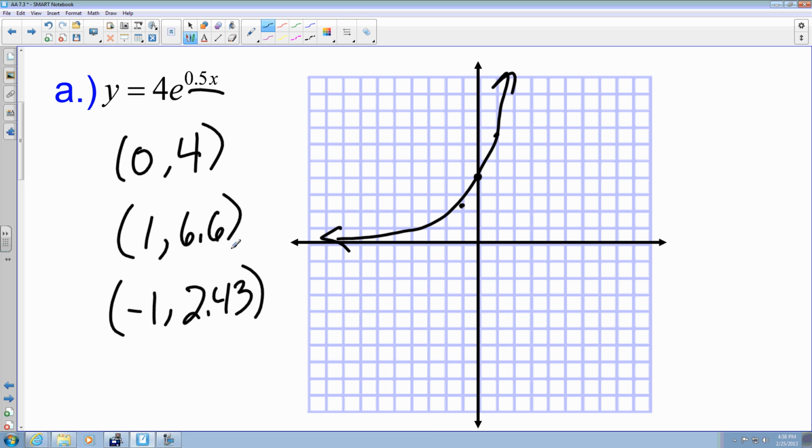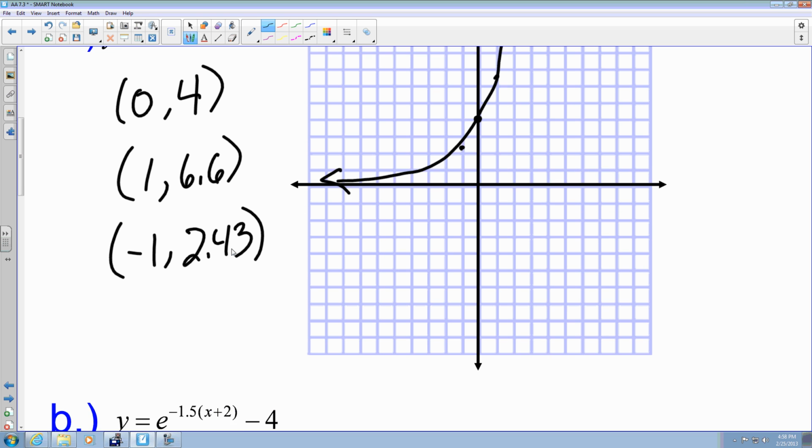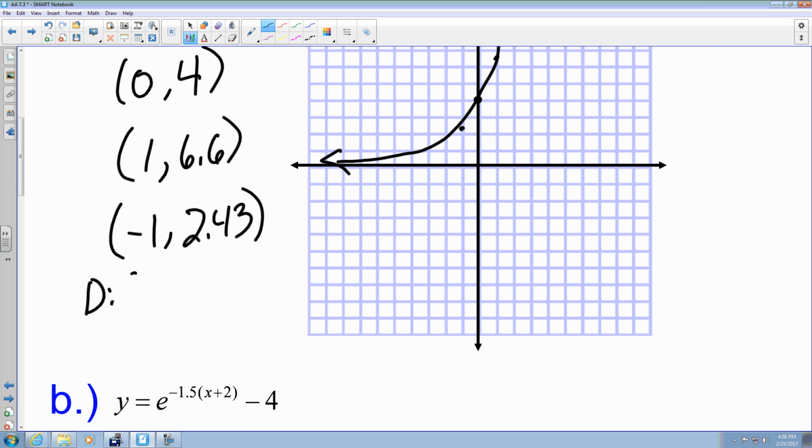If I did have to put in the domain and range here, I would say the domain is all real numbers, and then my range would be y is greater than 0. Okay.